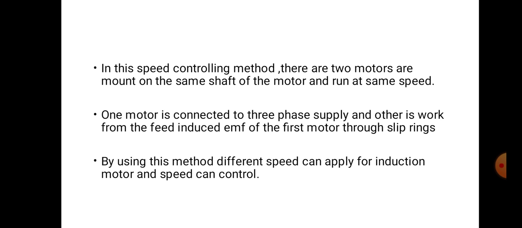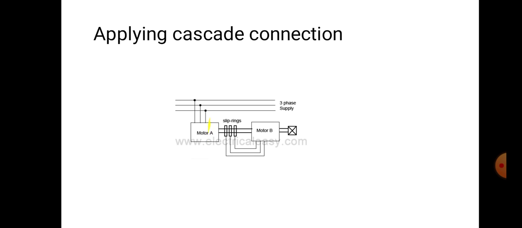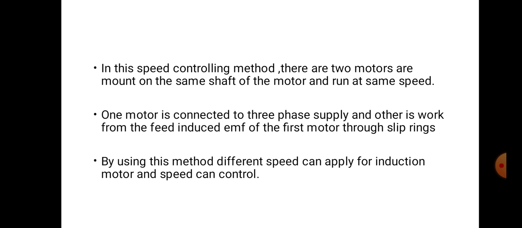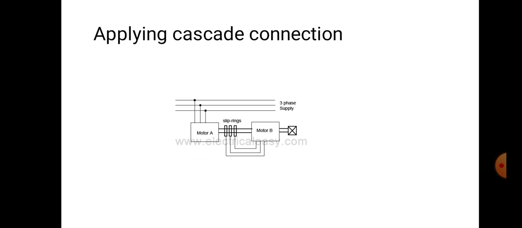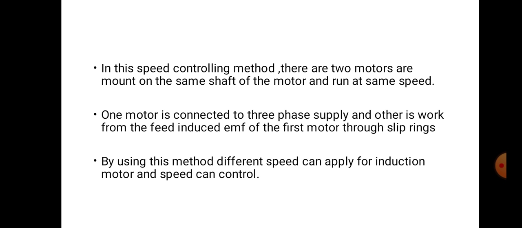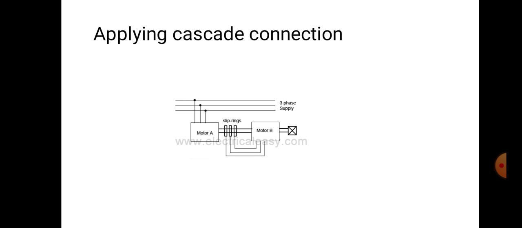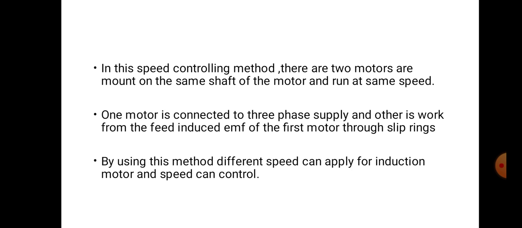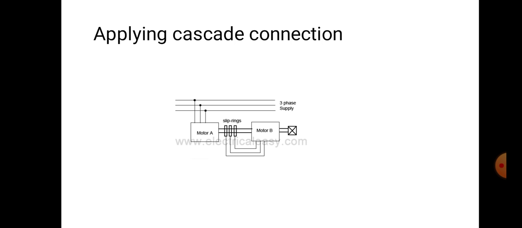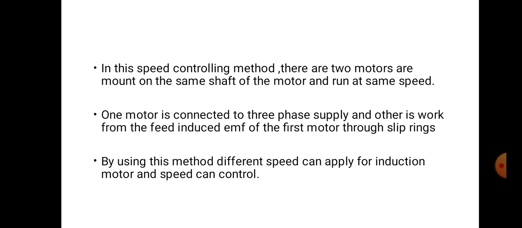One motor is connected to the three-phase supply, and the other works from the induced EMF fed to it. The slip ring is placed between motor A and motor B. By using this method, different speeds can be applied to the induction motor and speed can be controlled very easily. This is a very easy method to control the speed.